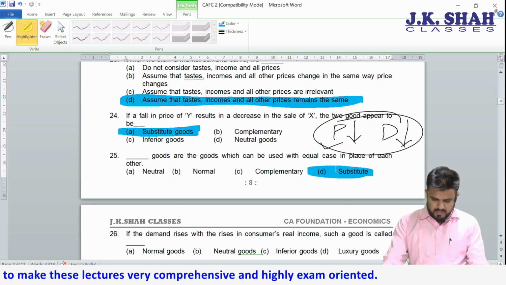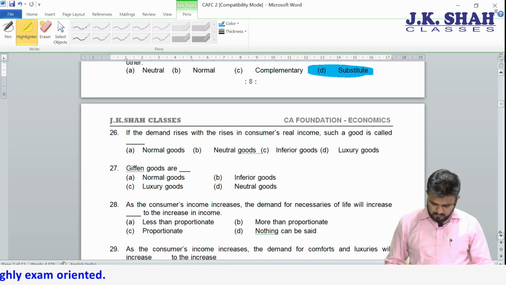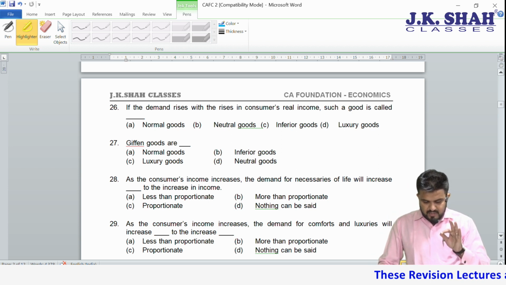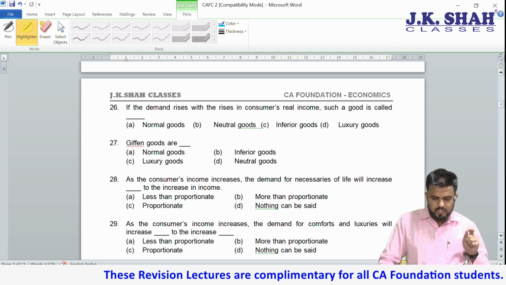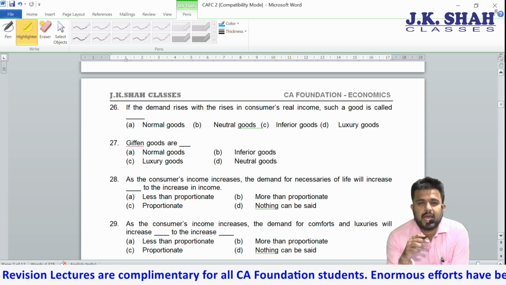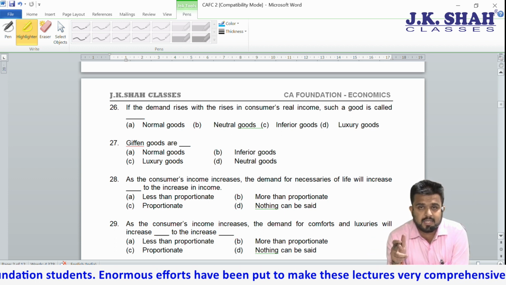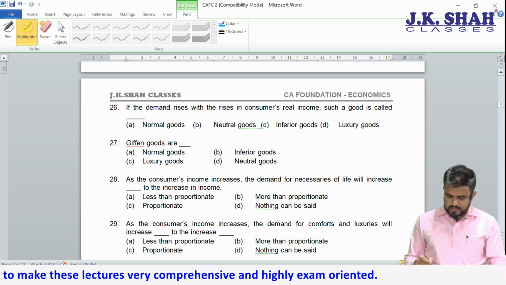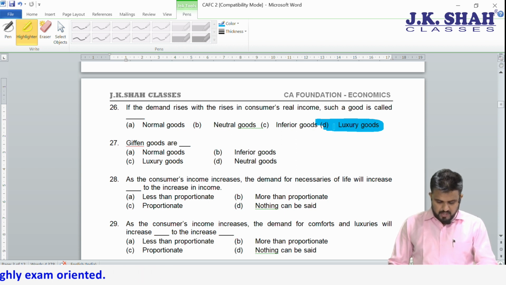Moving to the next now, that is 26. If the demand rises with the rise in consumers' real income, such a good is called as ___. As my income increases, I will buy more of superior goods. As my income increases, I will buy more of branded goods, luxury goods, because they have a direct relation. Luxury goods is the answer, D. Moving to 27. Giffen goods are known as, very simple, inferior goods.